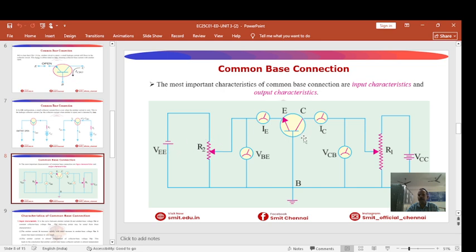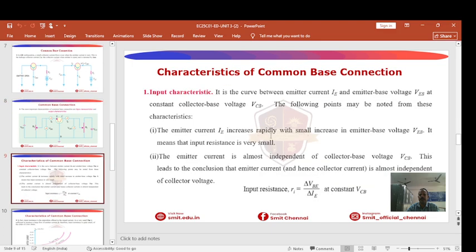In the collector base junction, you can also see there is a voltmeter, there is an ammeter, there is a variable resistor, along with the biasing, that is called VCC. So VEE is nothing but the emitter bias, VCC is the collector bias. So by varying R2 and R1, we are able to vary and study the characteristics of CB. So under various resistances, we can measure the various values.